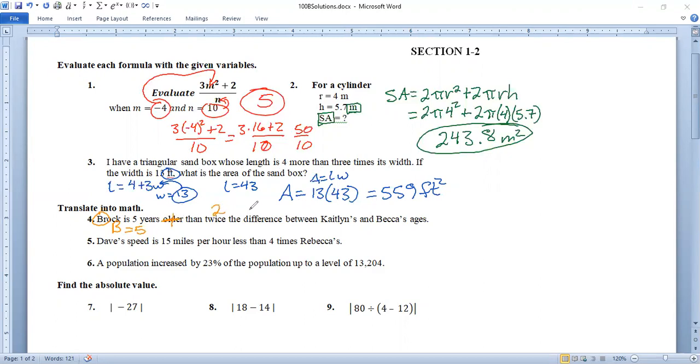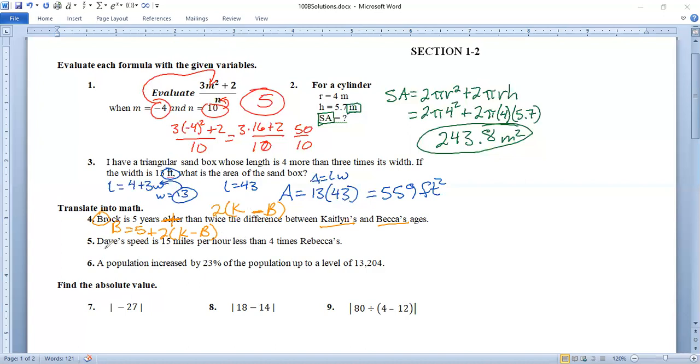This is 2 times the difference. That's subtraction. So it's twice, 2 things being subtracted. Caitlin and Becca's ages. That's Caitlin and Becca. So 5 plus 2, Caitlin minus Becca. Good deal. Now we've got number 5.